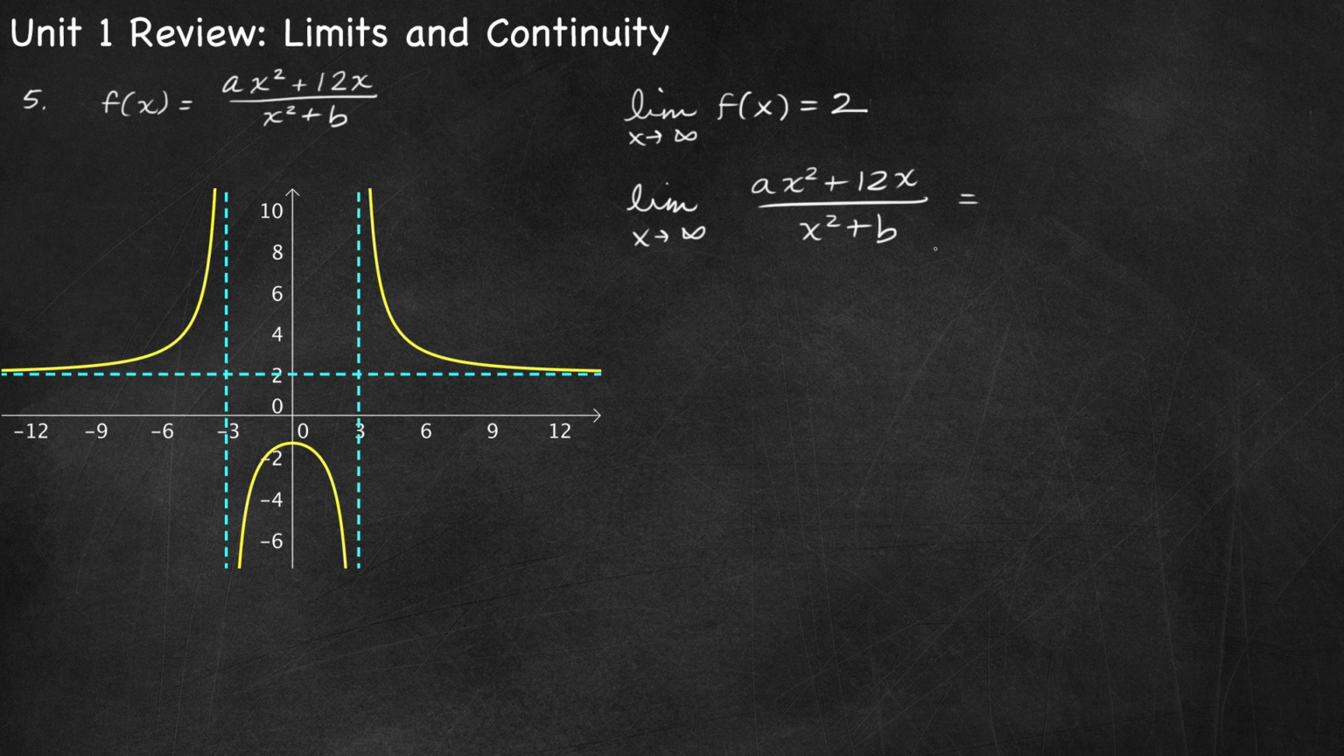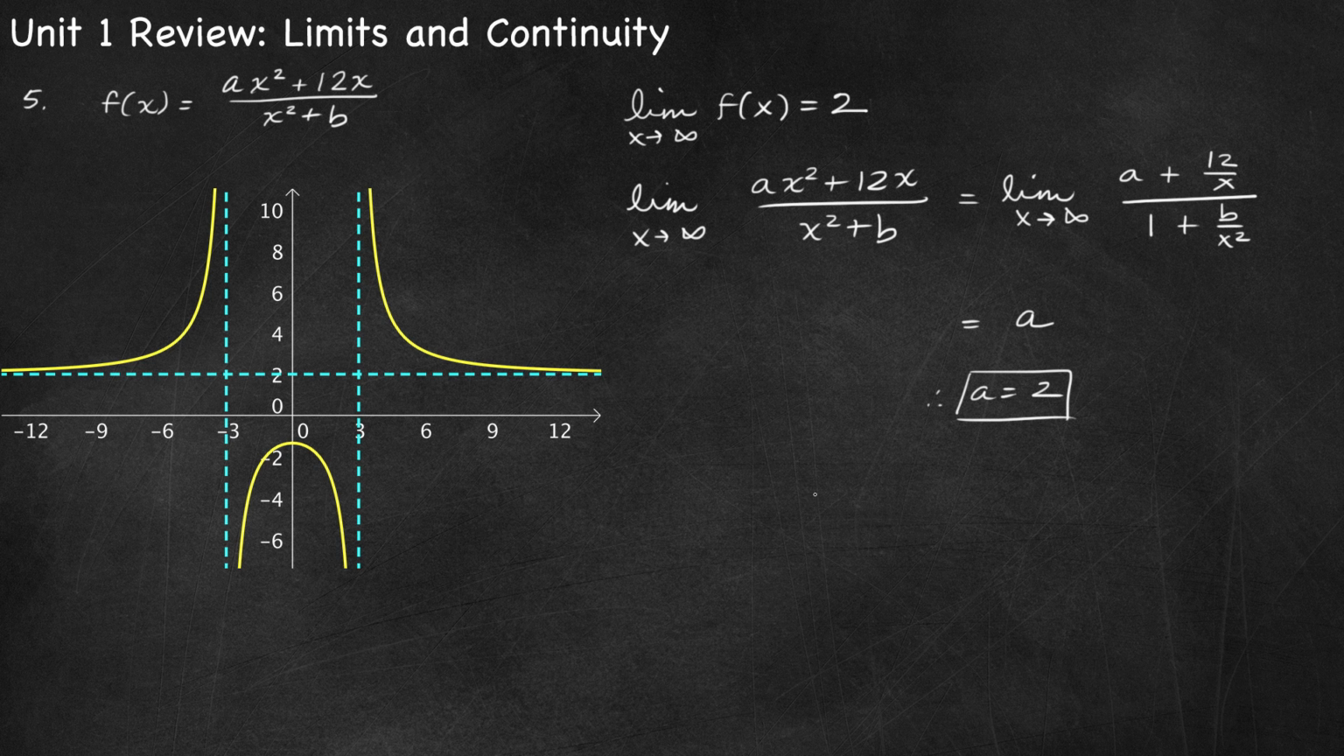Or if we want to do this a little more mathematically, I can multiply the numerator and denominator by 1 over x squared. That's the highest power of x. And doing that would give me a plus 12 over x over 1 plus b over x squared. And that limit is just equal to a when we do substitution. So that limit has to equal a, and that limit also has to equal 2. Therefore, a equals 2.